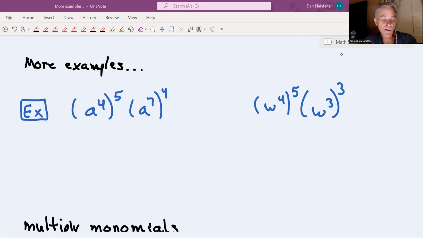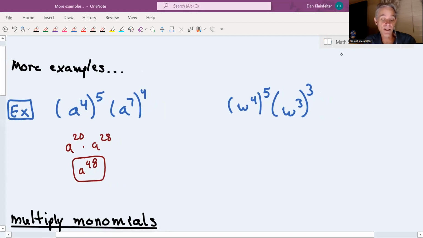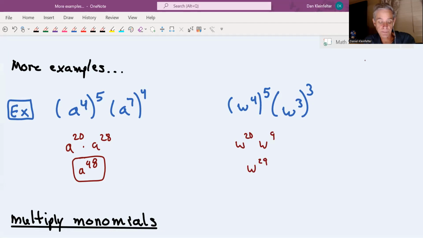Okay, so for the power to a power part, we will multiply exponents. So that will be a^20 and then a^28. Since we're multiplying, we'll now add exponents, get a^48. Make sure that you got that, and if not, make sure that you can rework it until you get it. w^20 times w^9, that will be w^29.